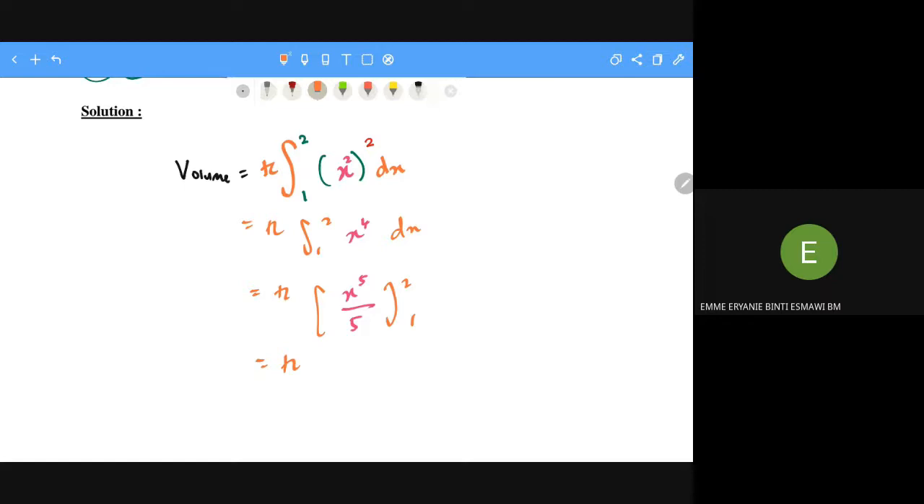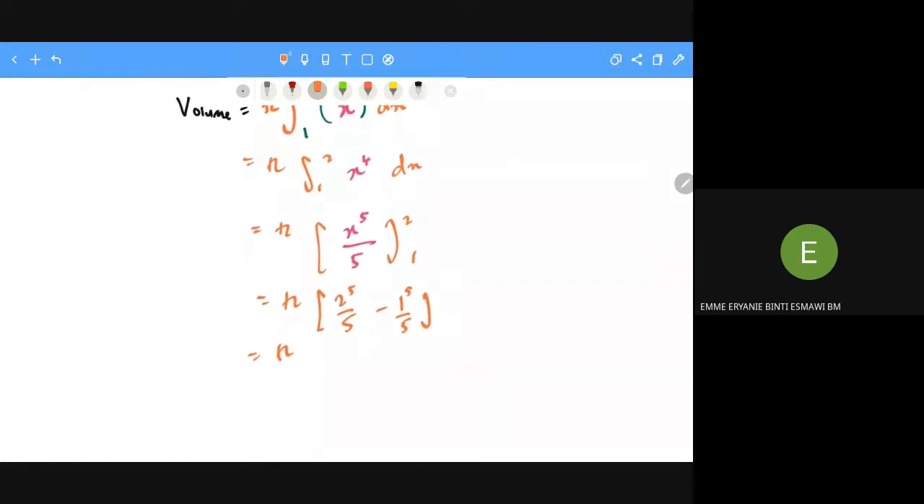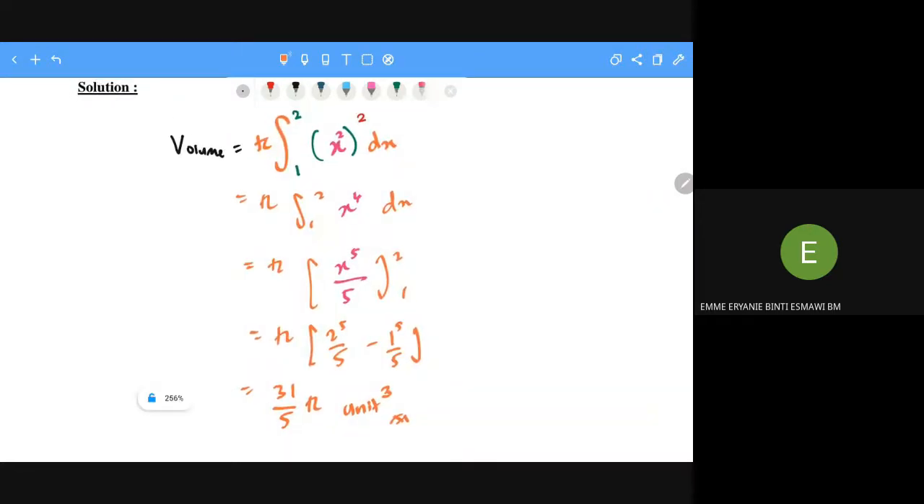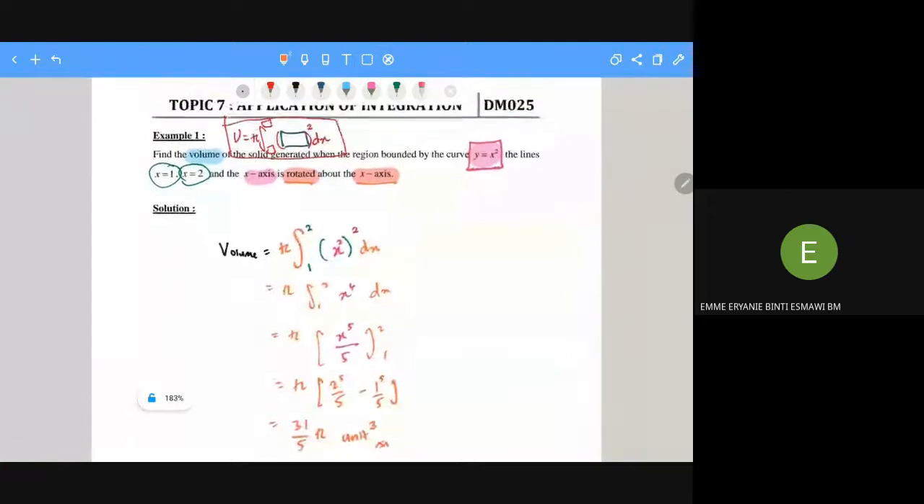Okay, lepas tu we just have to substitute the values inside 2 power 5 over 5 minus 1 power 5 over 5. Okay, and the answer is 31 over 5 pi unit power 3 because it's volume. Boleh faham setakat sekarang? Okay, boleh ya.